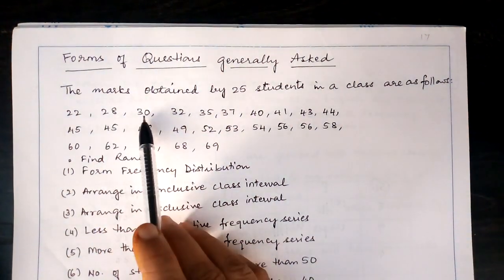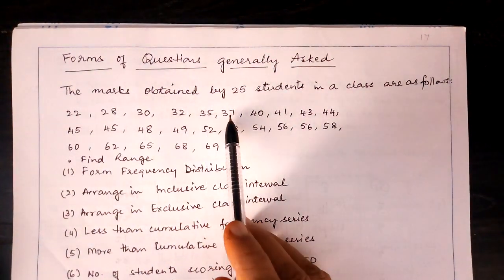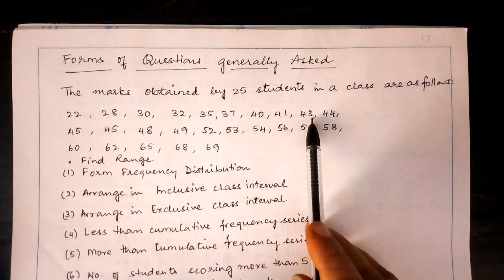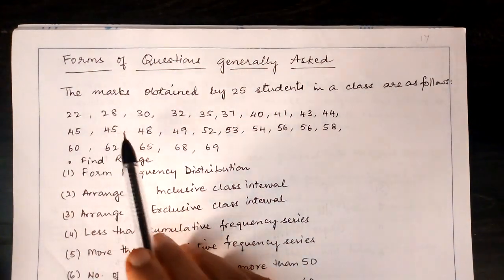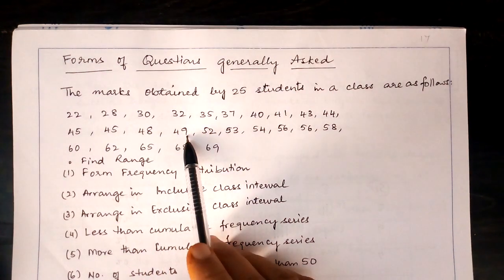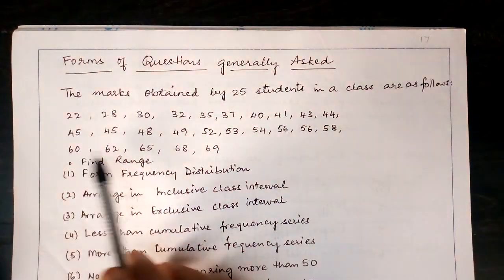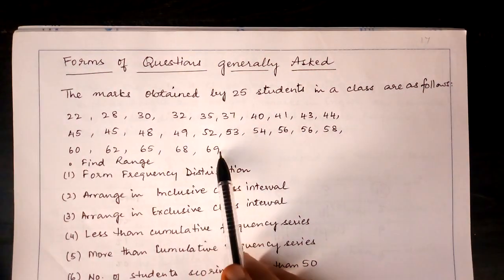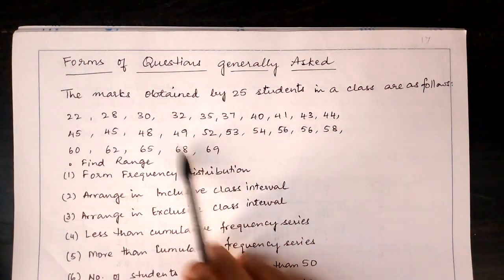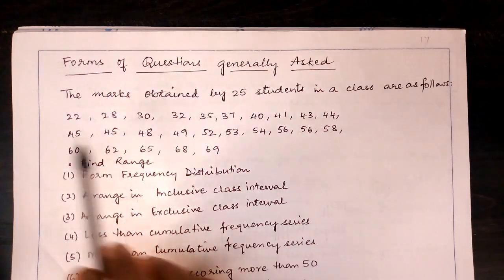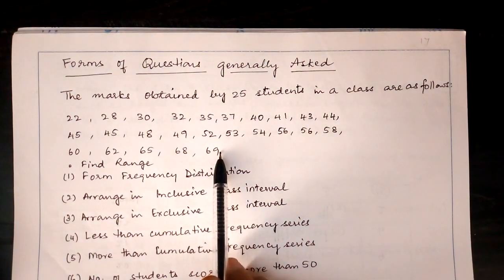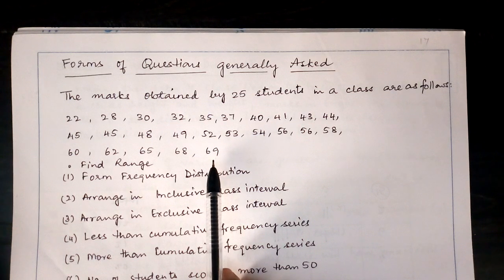22, 28, 30, 32, 35, 37, 40, 41, 43, 44, 45, 45, 48, 49, 52, 53, 54, 56, 56, 58, 60, 62, 65, 68, 69. So we don't find any chaos over here. All the numbers are arranged in ascending order. So that is one good thing about it.